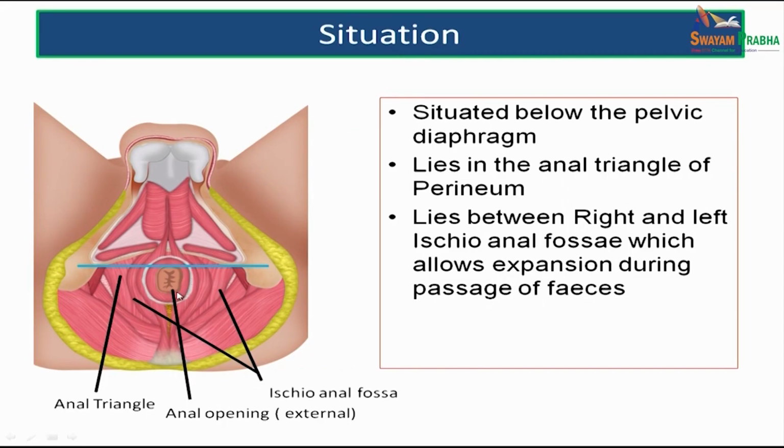So, you can see the anal opening in the anal triangle. So, anal canal is going to lie in the anal triangle between right and left ischio-anal fossa. This ischio-anal fossa allows expansion of the anal canal during passage of feces.